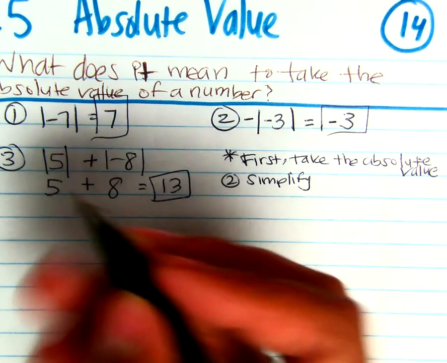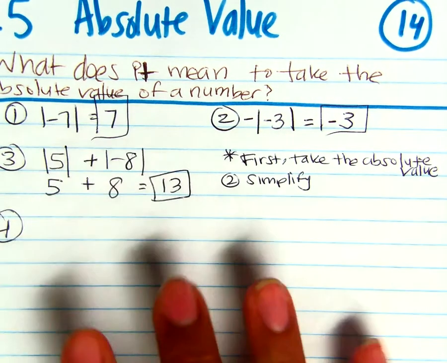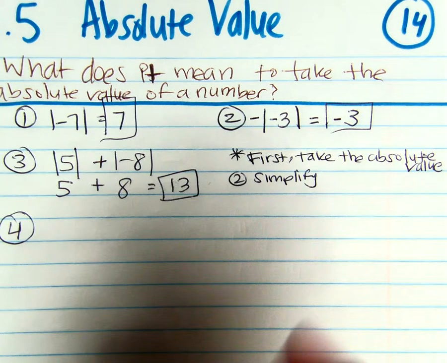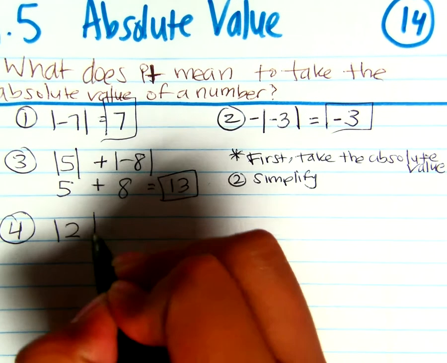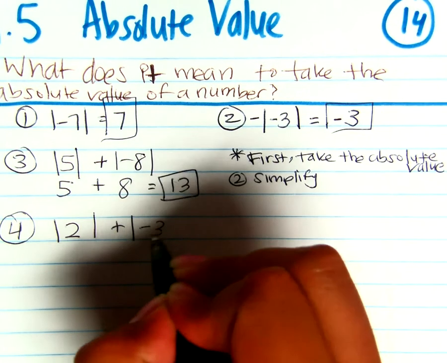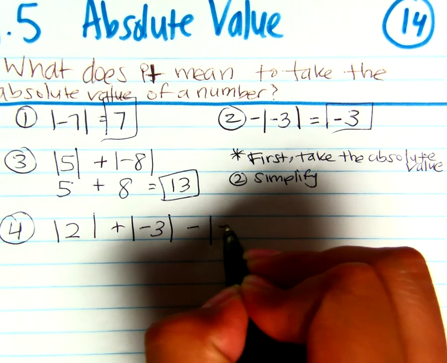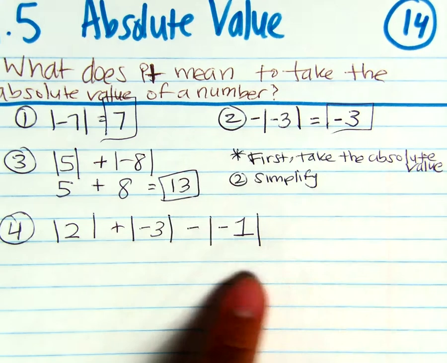Another one? Yeah, you guys will see different ones. 4, absolute value of 2 plus the absolute value of negative 3 minus the absolute value of negative 1. Now notice how I wrote the 1.